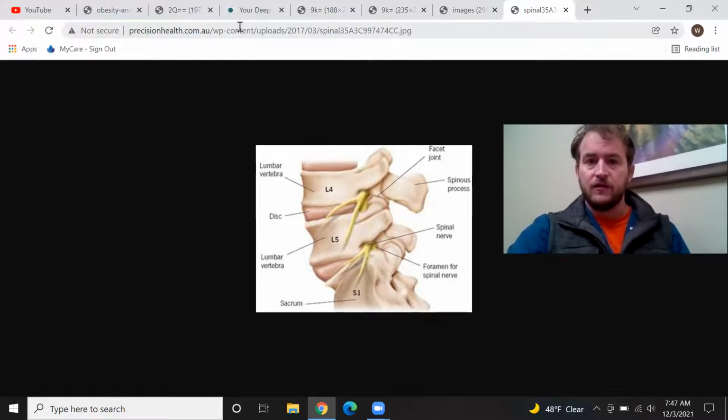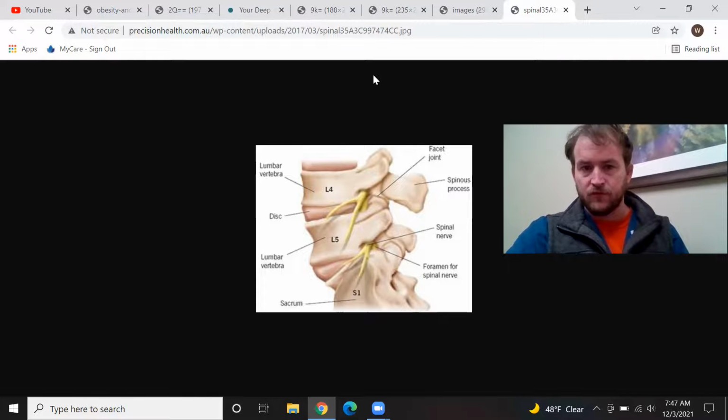So this picture just shows the closer approximation of the facet joints, the nerve roots coming out. These nerves are coming from your spinal cord, which travels down from your brain, and then the actual vertebra, the bony parts, and the discs in between.